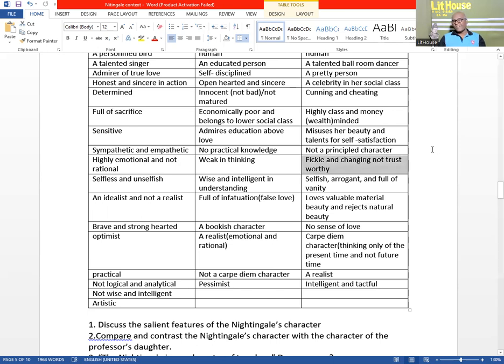No, not all girls are fickle. Not all girls. Not all boys are honest. Right? Both girls and boys can be fickle, changing, not trustworthy. Yeah. Trustworthy. You cannot believe them. They are changing. Like the computers.